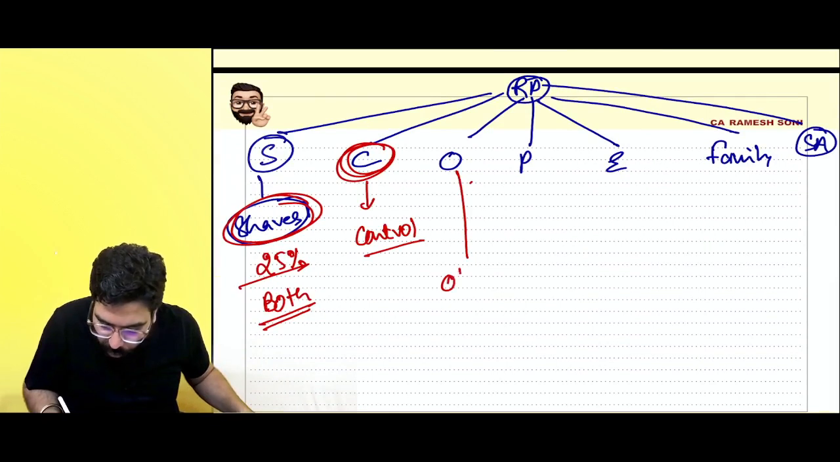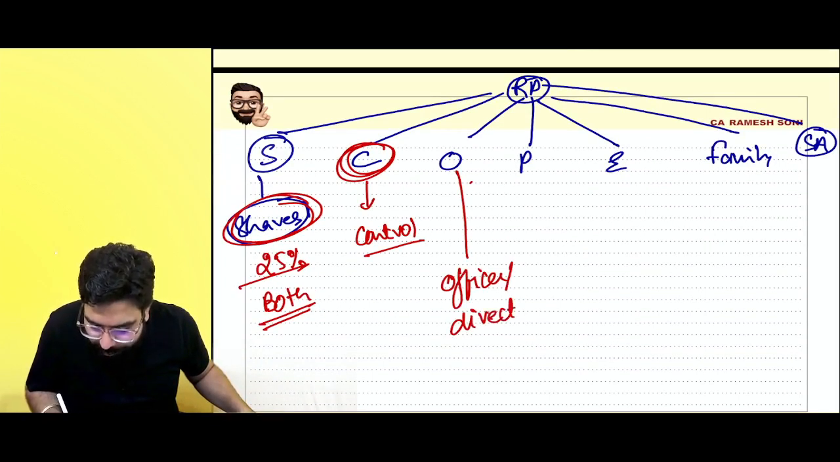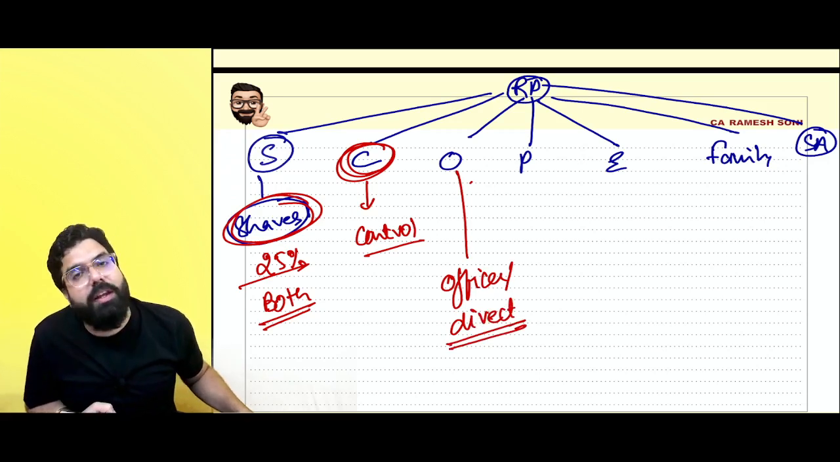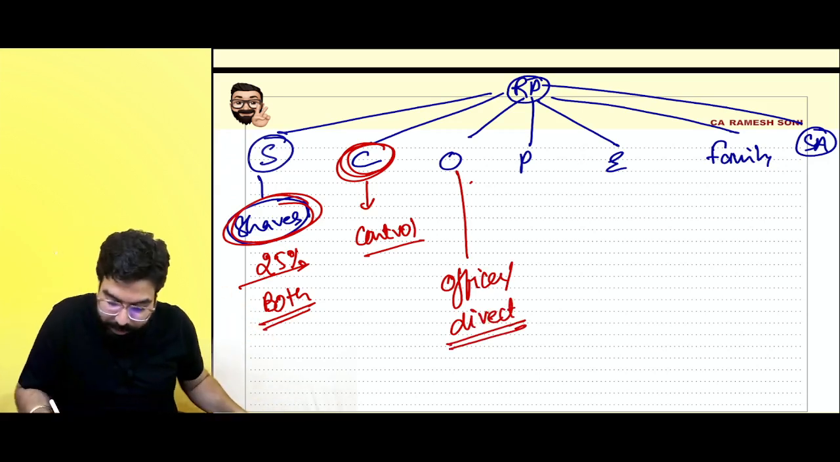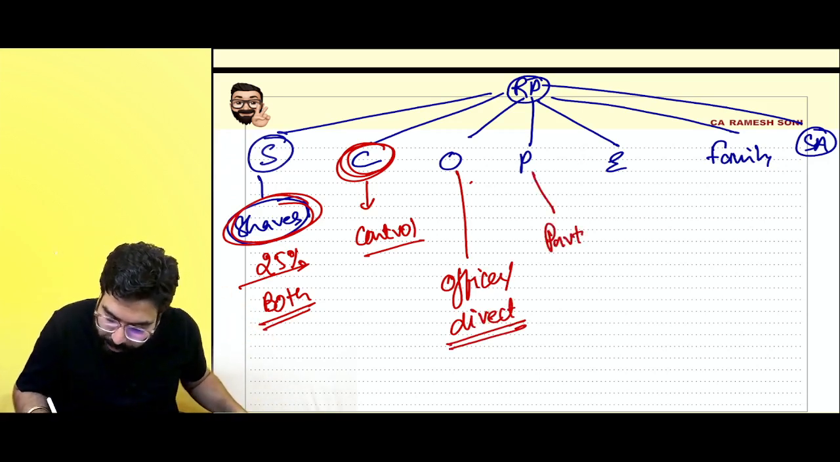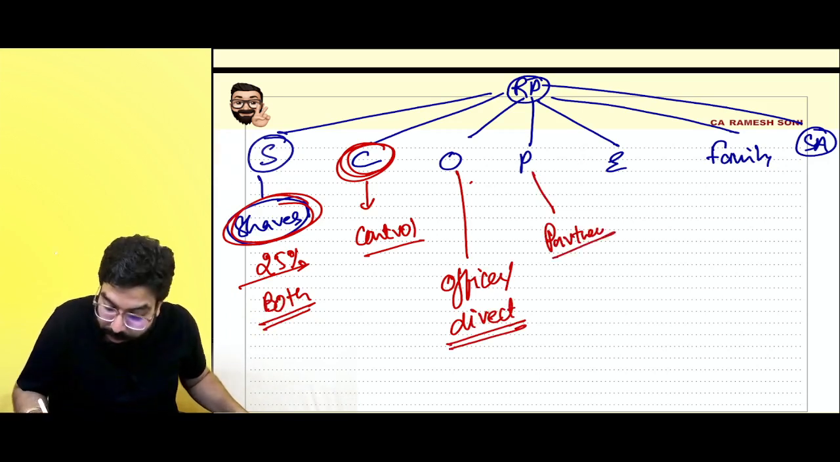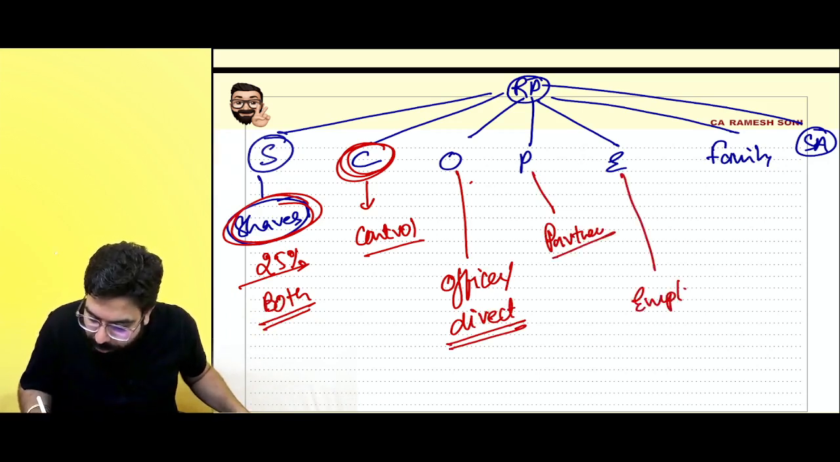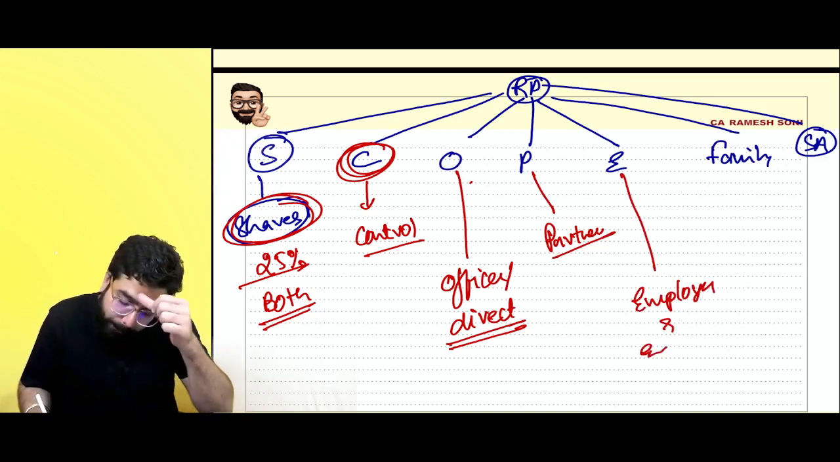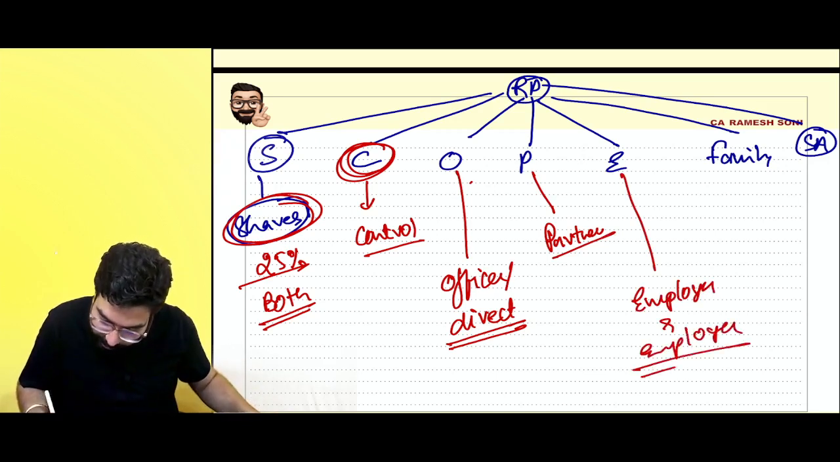Then O for officer or director of each other's business. I am a director in your business, you are an officer in my business, we both are related. P for partners. Partners in business are always related. E for employer and employee. Employer and employee are always related persons.